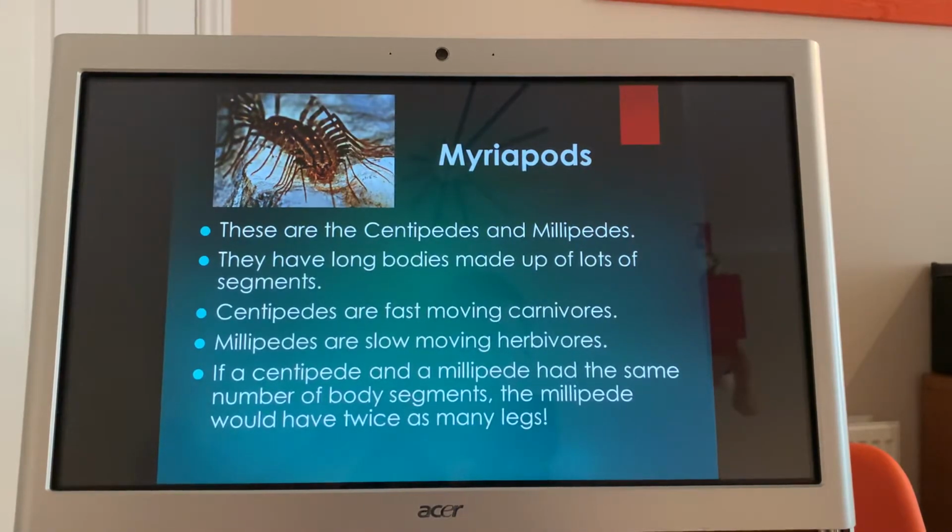Myriapods. These are the centipedes and millipedes. They have long bodies made up of lots of segments. Centipedes are fast-moving carnivores. Millipedes are slow-moving herbivores. So carnivores eat meat. Centipedes would eat other insects, therefore. And millipedes are herbivores, so they would eat vegetation, grass and things. If a centipede and a millipede had the same number of body segments, the millipede would have twice as many legs.